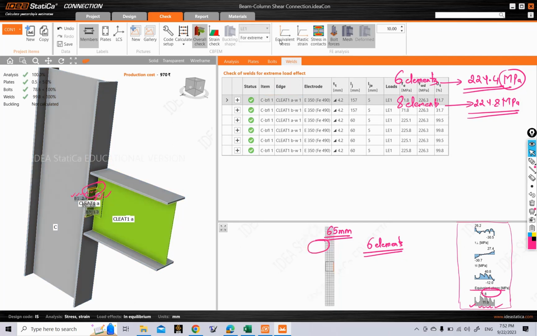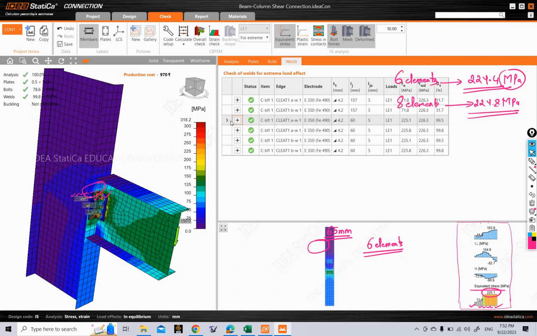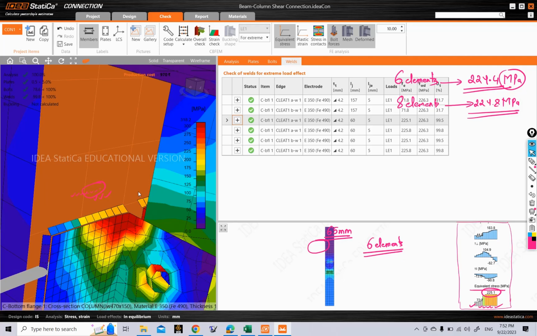So these are the results here. Let me select the same weld again, and let me see the equivalent stress here. Now you can see, if you look at the equivalent stress, the maximum value of equivalent stress is 225.1 megapascals. So you can see that based on the number of elements that we are dividing it into, the maximum result or the critical result may vary.